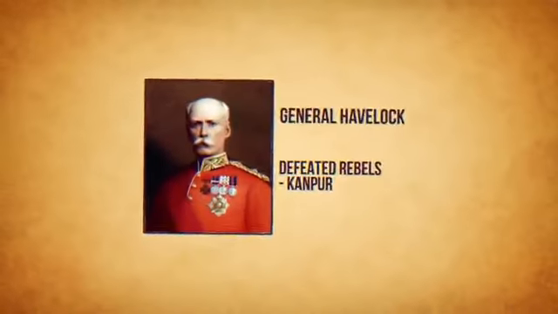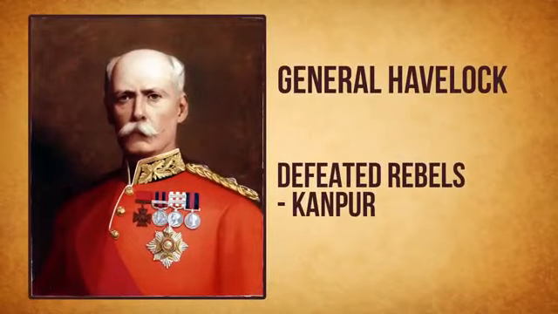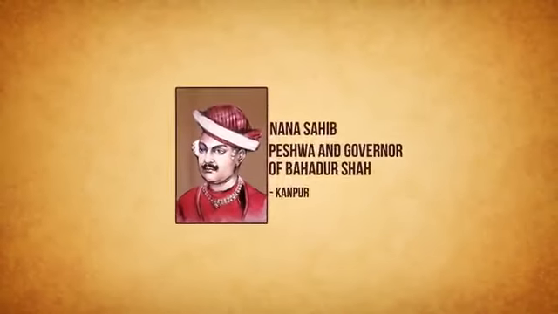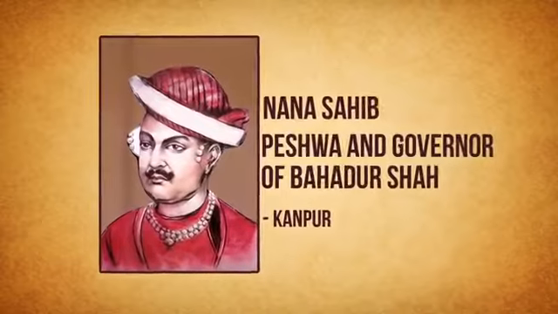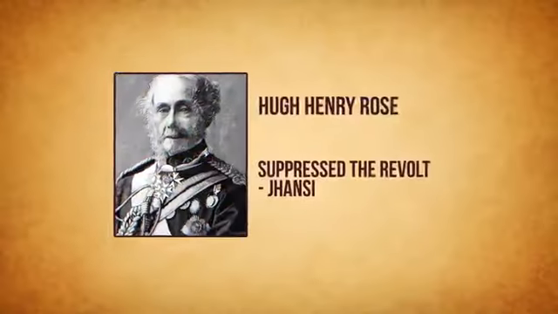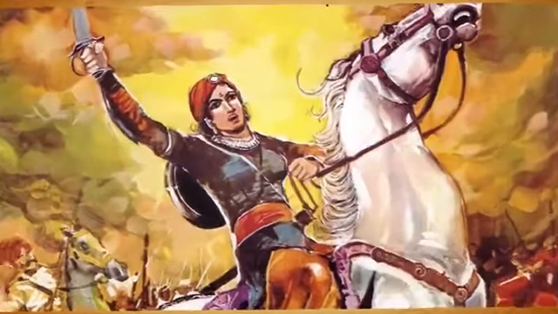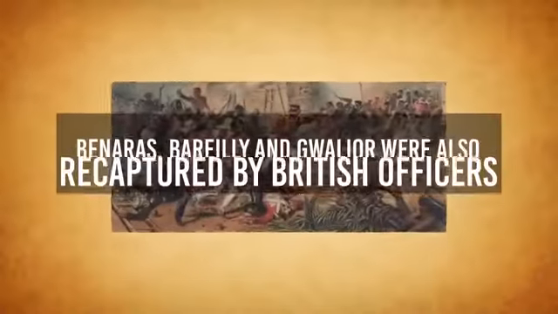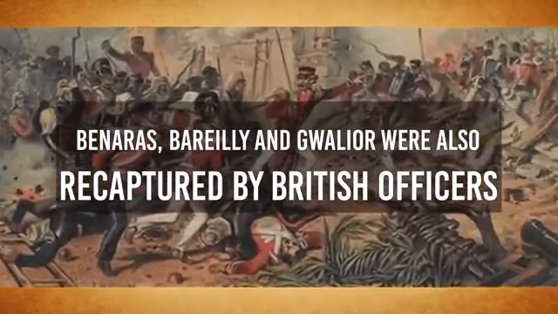The rebels were defeated by General Havelock in Kanpur. Nana Sahib, after being defeated, refused to surrender and escaped to Nepal. At Jhansi, Hugh Rose suppressed the revolt and Rani Lakshmibai died on the battlefield. Banaras, Bareilly and Gwalior were also recaptured by British officers.